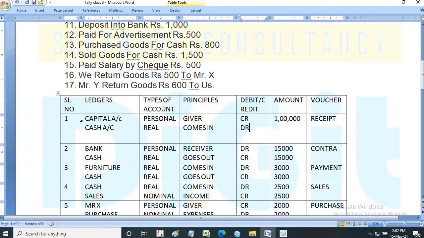Now you can find here capital account is credit and cash account is debit, and the amount is equal, 1 lakh, 1 lakh in both.